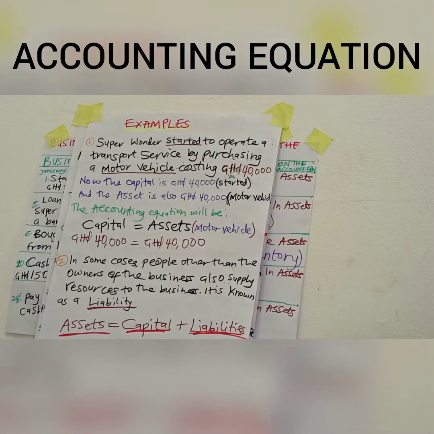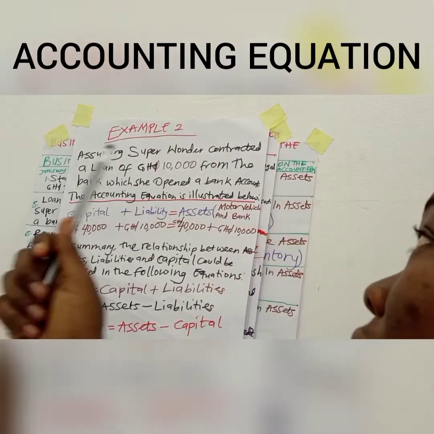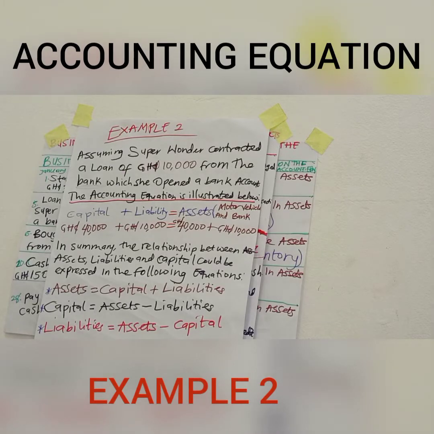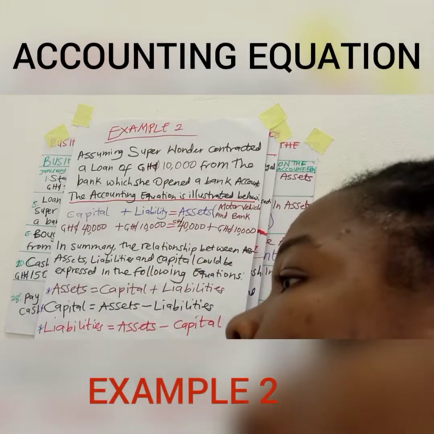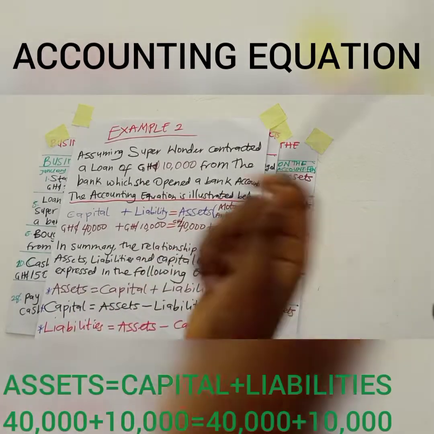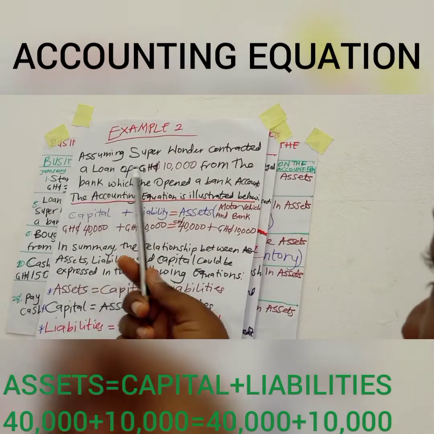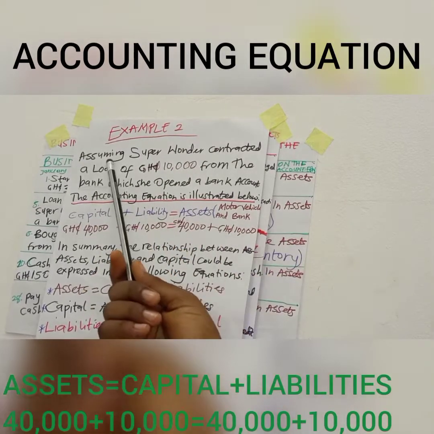So we will quickly look at examples that are related to this one, where the liability is introduced. Assuming Super Wonder contracted a loan of 10,000 from the bank, with which she opened a bank account. So she contracted a loan to be added to her capital so that it will be used to run the organization or to purchase the assets. So how will the accounting equation now be? It will be the capital of 40,000 plus the liability of 10,000, the one she just got from the loan from the bank.